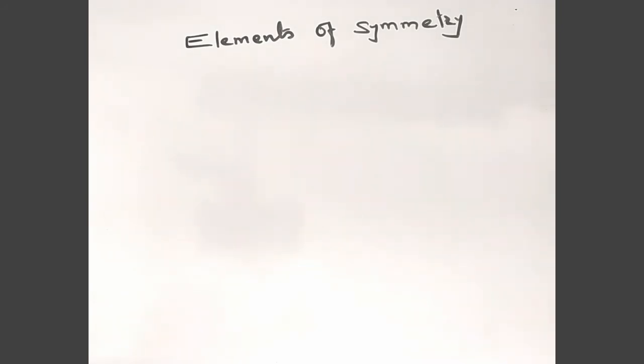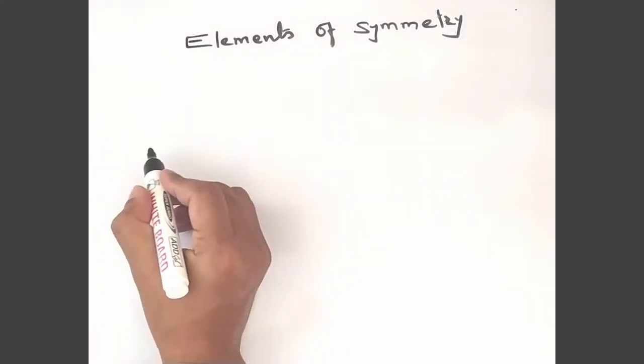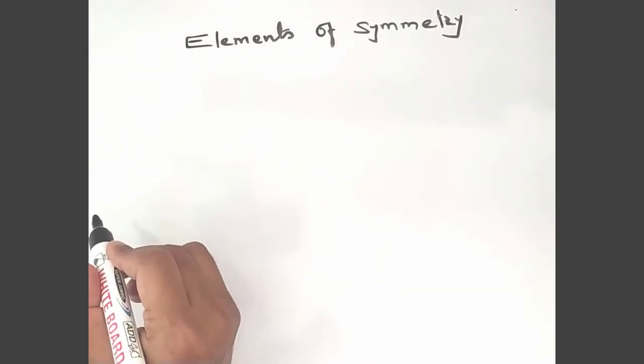The reason is that our molecules, bonds, and the actual combination of these create the hybridization, and we can find out the hybridization of molecules. So in order to find that, we first have to know what the elements of symmetry are. When I say elements of symmetry, that means there must be some plane, some axis passing through it.